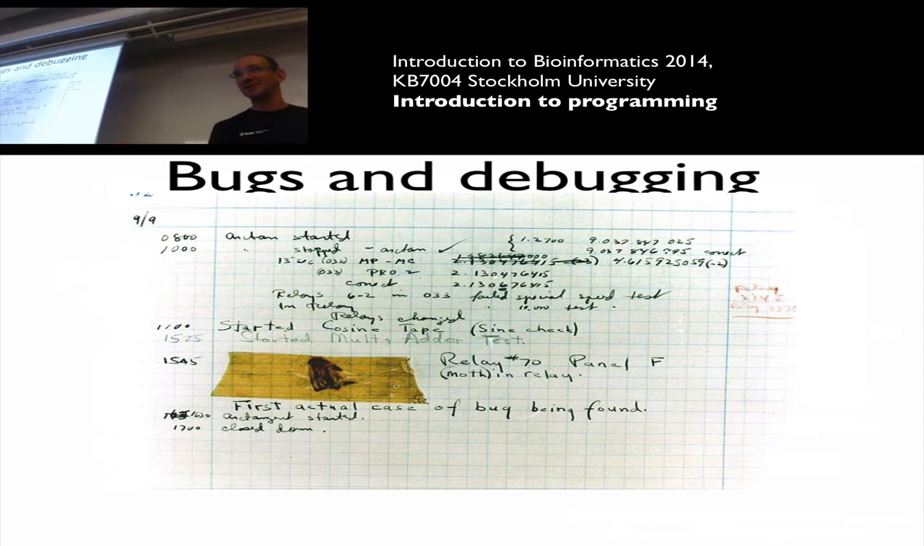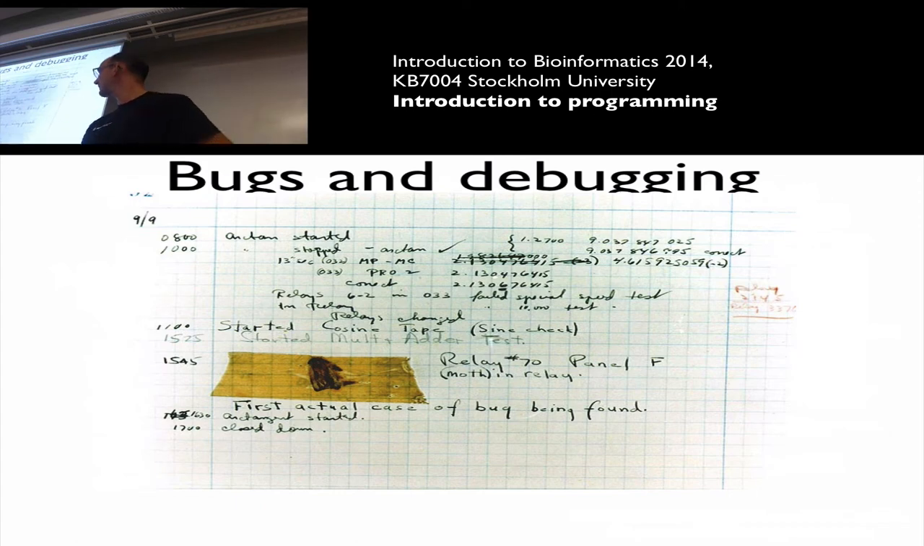So they tried to solve the problem. It didn't work, they didn't understand why. And suddenly they found a piece of a bug, or a moth, basically. That's at least the claim. This is the 9th of September at 3:45 p.m. They found it, and then started multi-edit tests, started cosine tape, a big tape running cosine calculations. This is somewhere in the 50s. So that's a bug. After that, the word bug exists for errors in computer code. And they always exist, and they always take time to find.